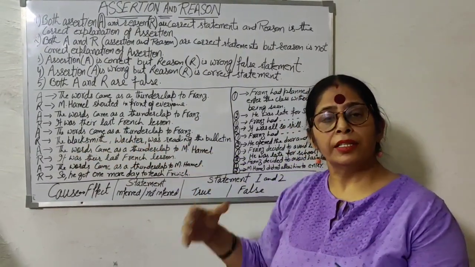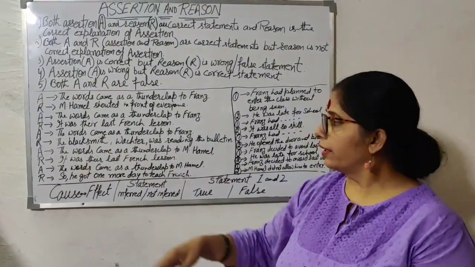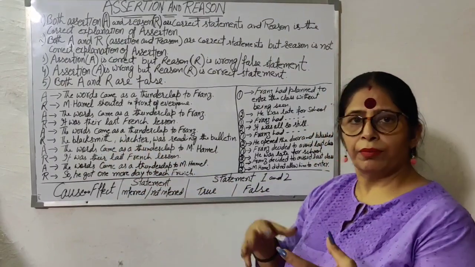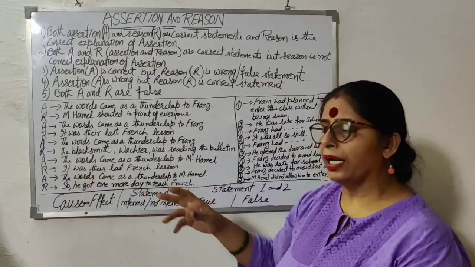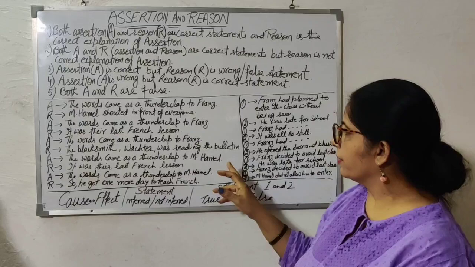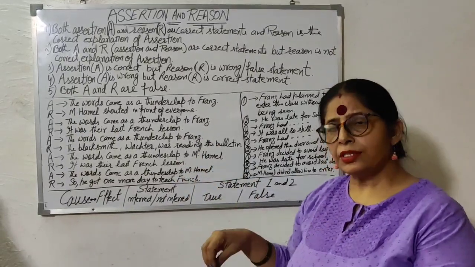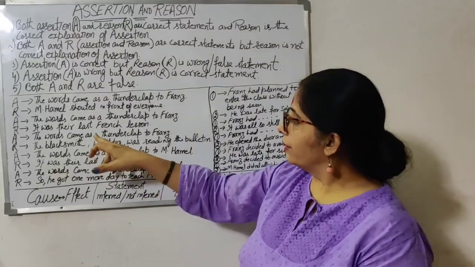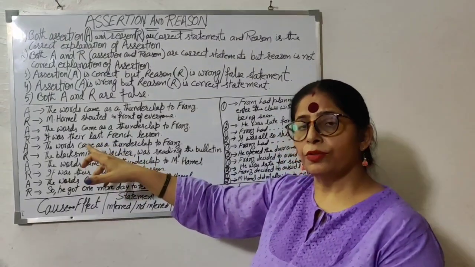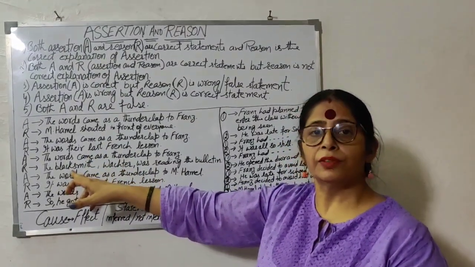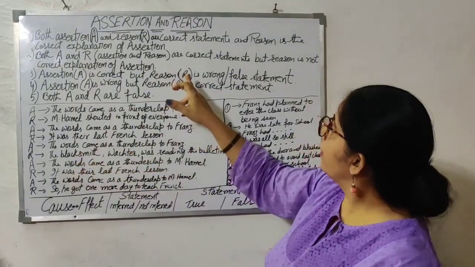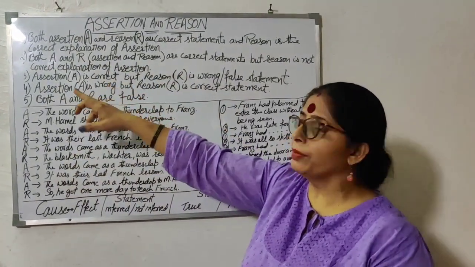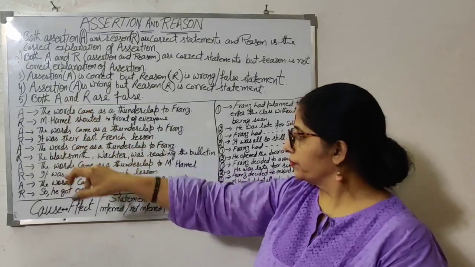This line, this reason is correct in itself, that the washer and blacksmith, the blacksmith, washer and his apprentice were reading the bulletin. But because of this, did the words come as a thunderclap? No. So it means the assertion is true, but the reason is false. So where the reason is wrong and the assertion is true, it means you will choose number 3.